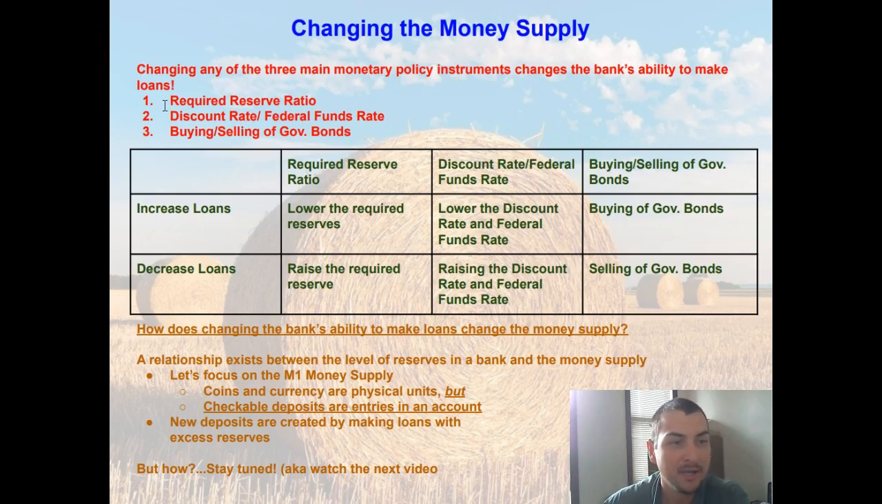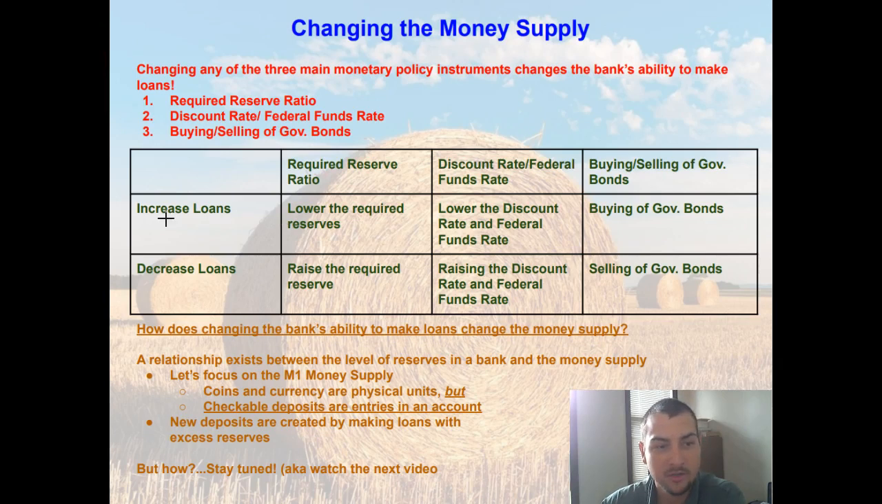We've already talked about the three monetary policies, of course: changing the required reserve ratio, changing the discount rate or the federal funds rate, and then the buying and selling of government bonds. So I put up this nice little table for you that is more or less a cheat sheet where you can reference it to figure out how everything is working.